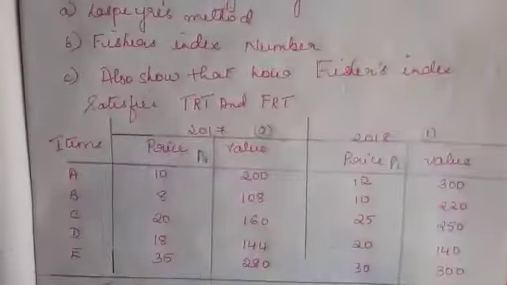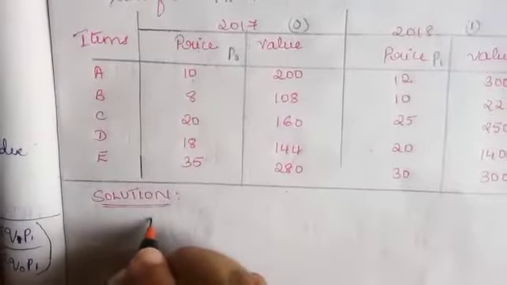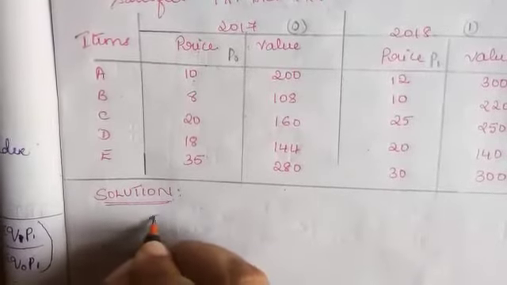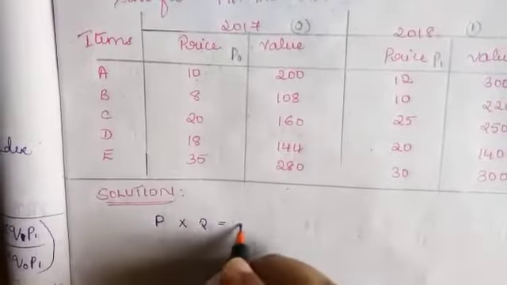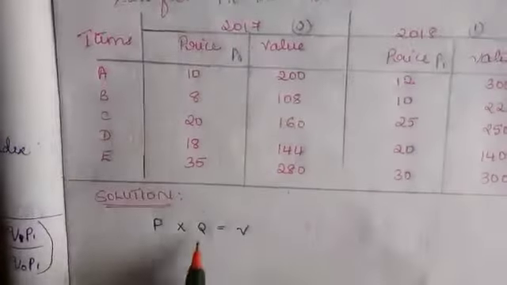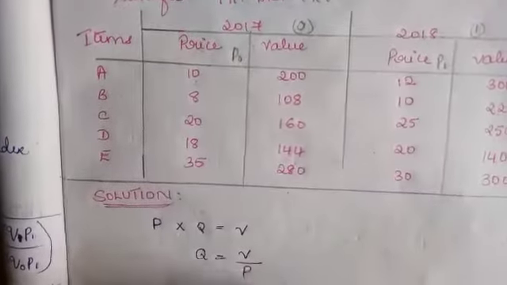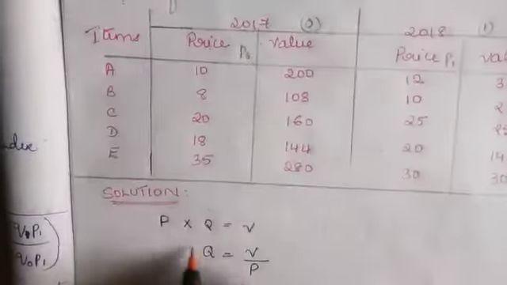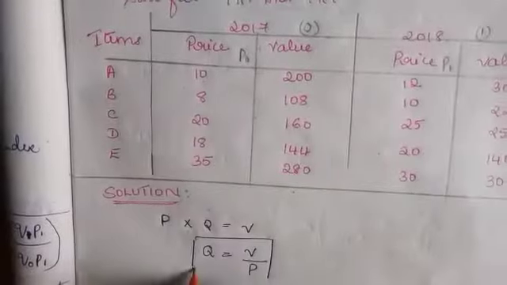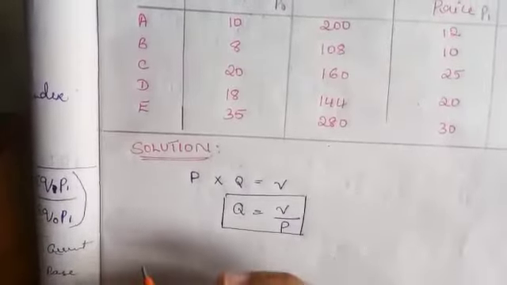So how to find the quantity: price into quantity is equal to value. We do not have quantity, so quantity is equal to value divided by price. When we divide value by price, we will get the value of quantity. Like this, first we have to calculate the quantity.